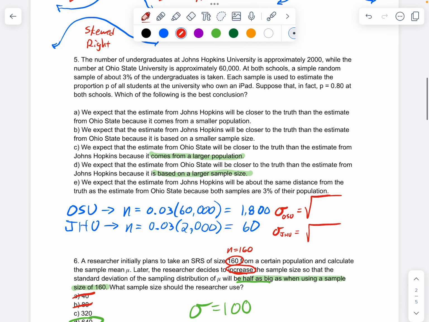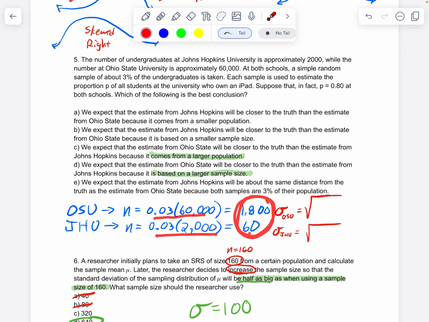Number 5. This is comparing the two schools, Johns Hopkins and OSU. OSU is massive. It's maybe one of the largest schools. And it says the sample is 3% of both schools. So I did 3% for OSU and 3% for Johns Hopkins down here. So these are the sample sizes. It's a much bigger sample at OSU.